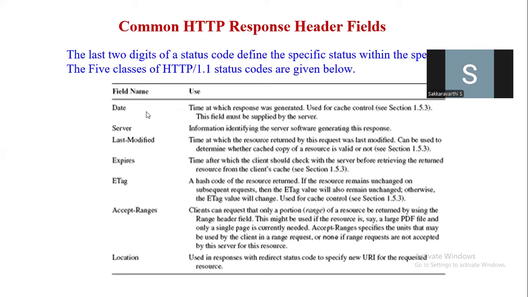They are Date, Server, Last-Modified, Expires, ETag, Accept-Ranges, Location. So these are the response header fields generated by the server. When the response message is generated, the date and time, which server is generating the response message, then last modified, then expiry time, etc. are all specified in the response header fields.